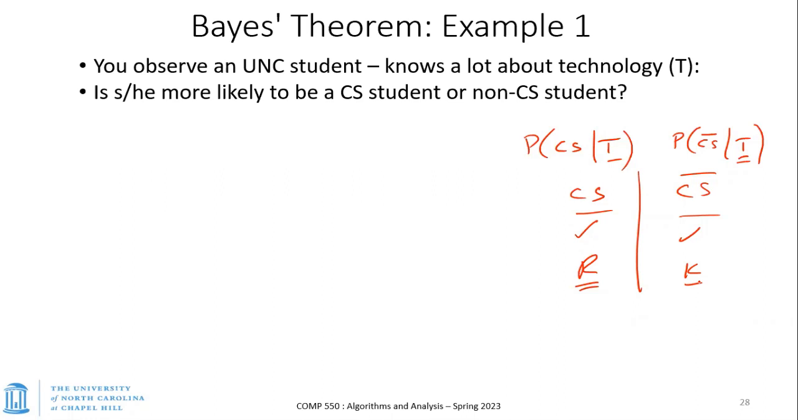Okay, so Kyle is suggesting that it's more likely to be a non-CS major because you take into account the fact that that person was a UNC student. Okay, and we know that the majority of students on campus are non-CS majors. Okay, and you're just a very small percentage of the whole population.